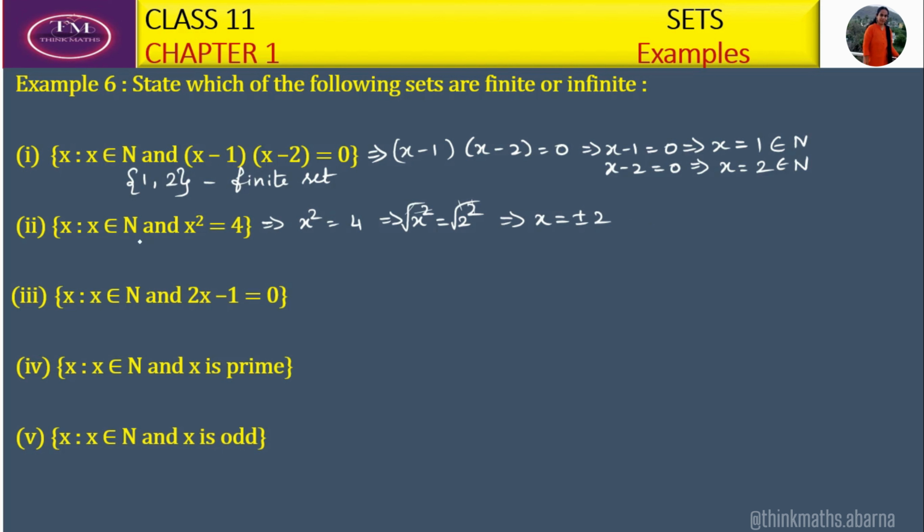Now here x is a natural number. In the natural numbers we don't have negative values. So here minus 2 does not belong to N. Only 2 belongs to N. So the only element in the set is 2. Okay. So we all know if only one element is in the set, it is called a singleton set. So only one element, so it is a finite set.